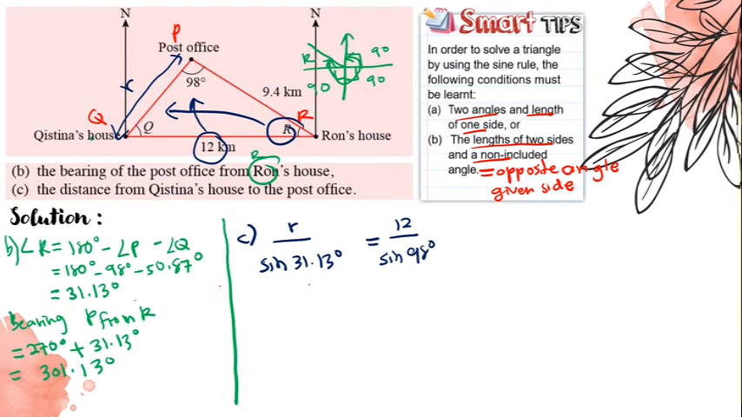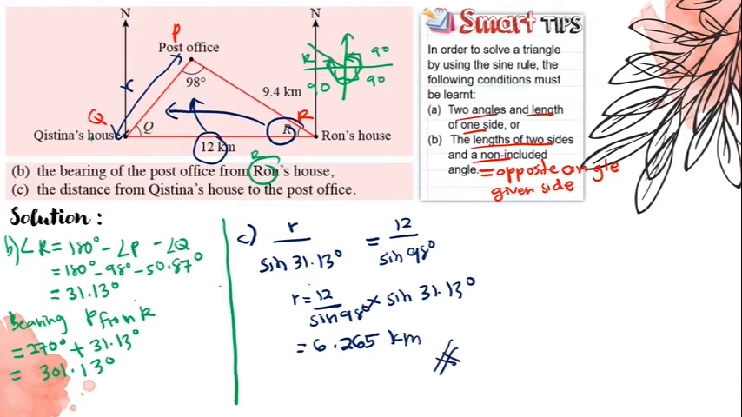So you will get r is equal to 12 over sin 98 multiplied by sin 31.13 degrees. So you will get 6.265 kilometers. So the distance from Christina House to the post office is 6.265 kilometers.